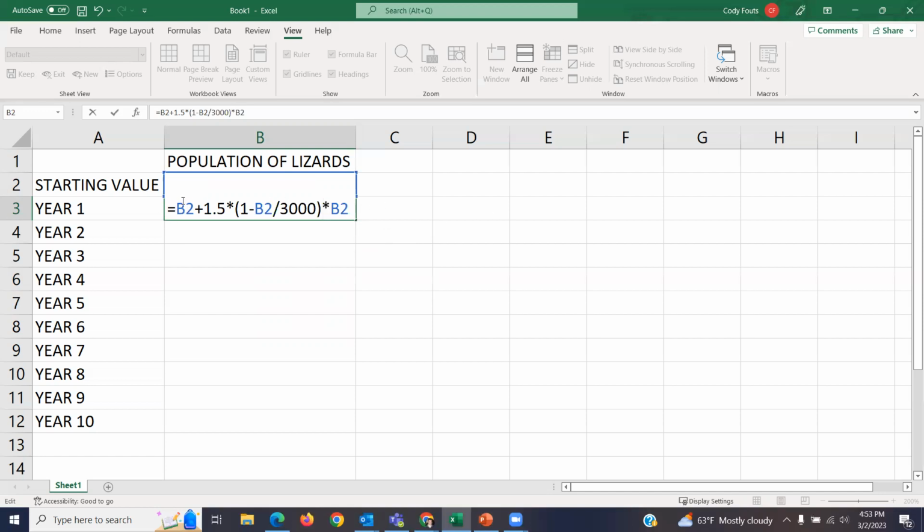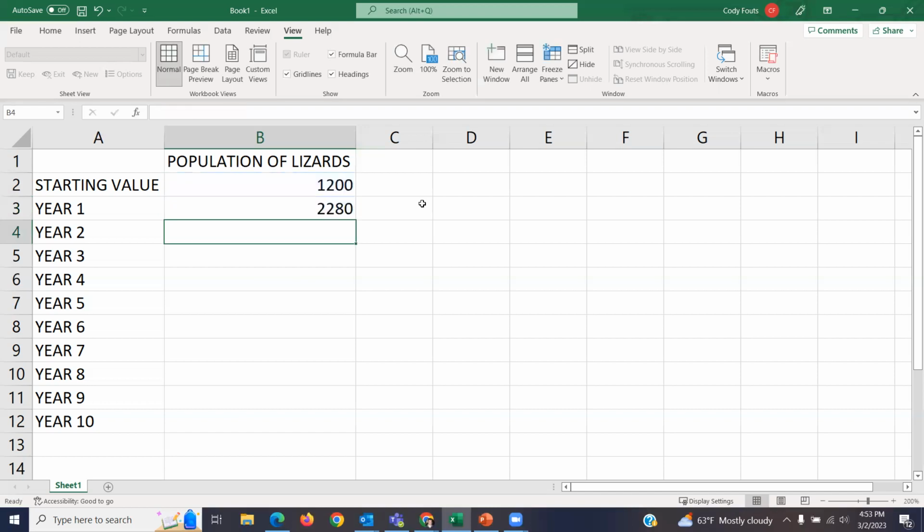And so I do this, and again, this is the same thing as the recursive formula for the logistic growth. So the B2 is P0, because that's where I typed the value for P0. Plus our value for R, which is 1.5, times, in parentheses, we have the 1 minus our P0 again, which is in the cell B2, divided by 3,000, because that's our carrying capacity, in parentheses, times, and then the B2 again. And by the way, for the division here, notice that I just used the slash. Okay, I'll go ahead and press enter, and now notice it has given me the number of lizards after 1 year, okay, which is nice.